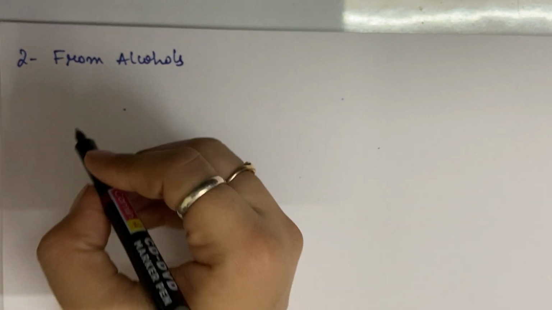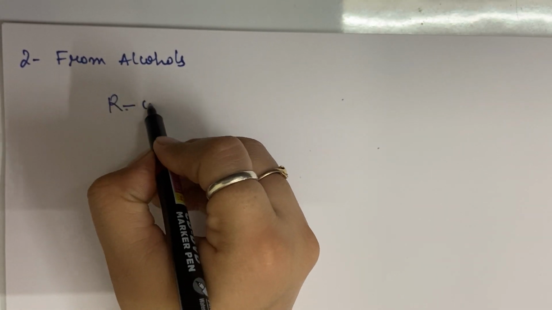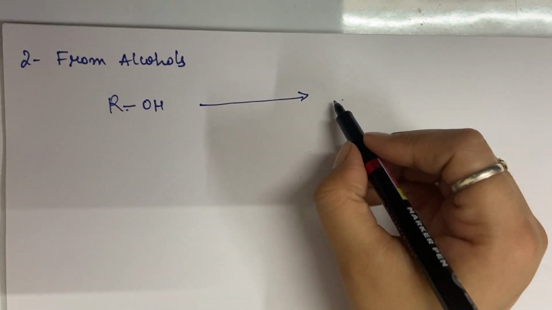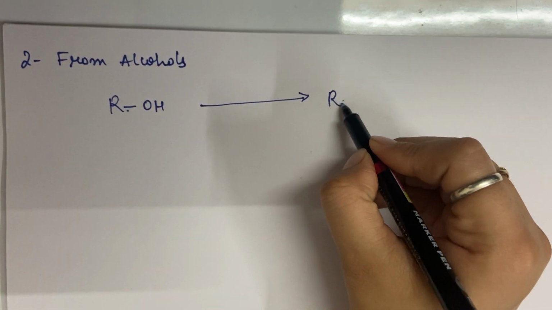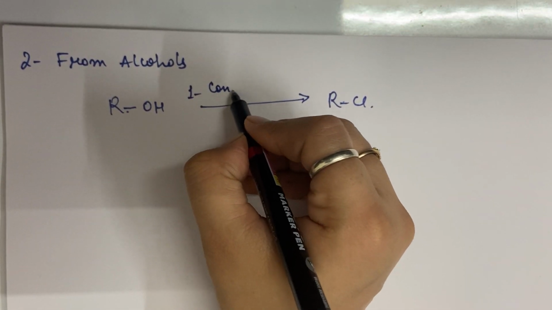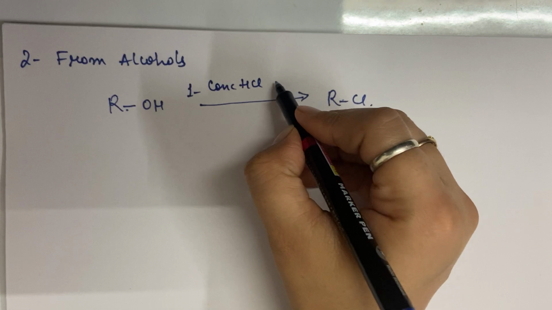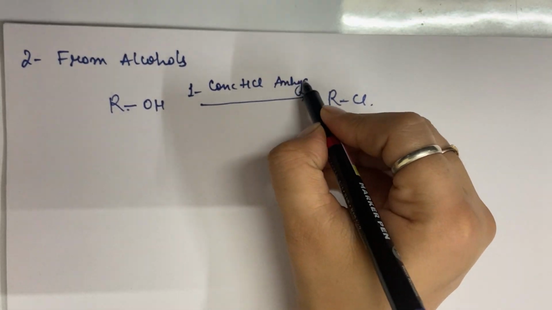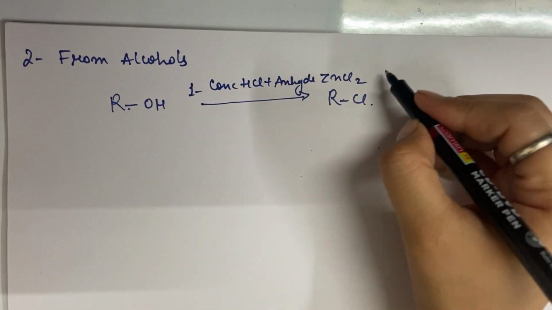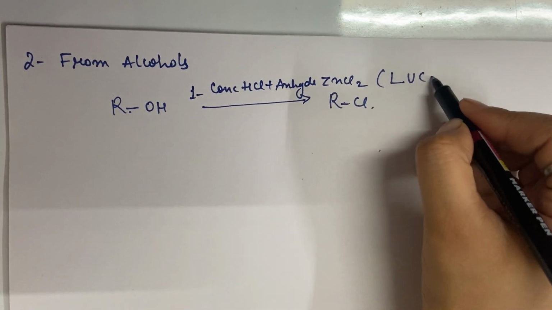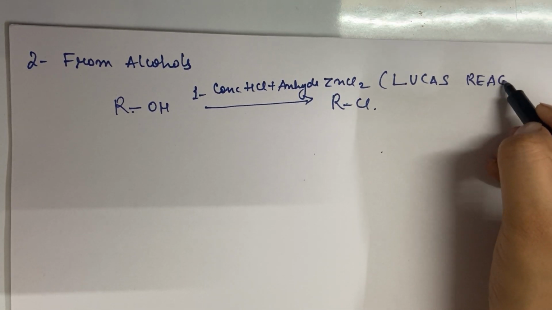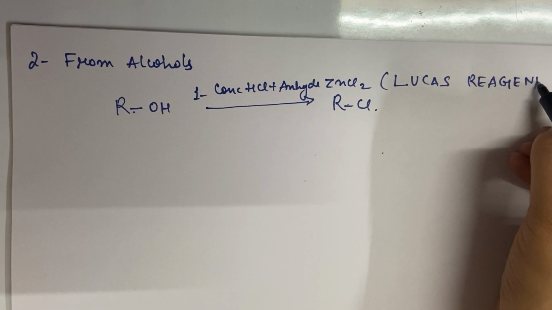So if you want to prepare haloalkane from alcohol, you can use 4 methods. It will make alkyl chloride. First method is your concentrated HCl with anhydrous ZnCl2. Anhydrous means that it is not having any water. This is called Lucas reagent. This Lucas reagent you use for making some tests also.